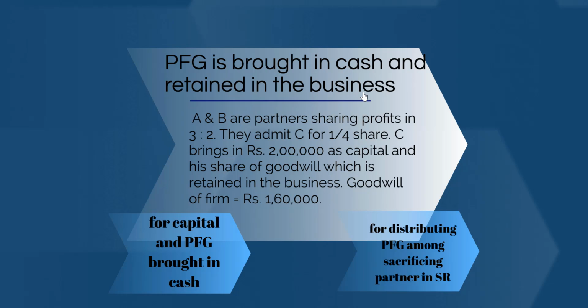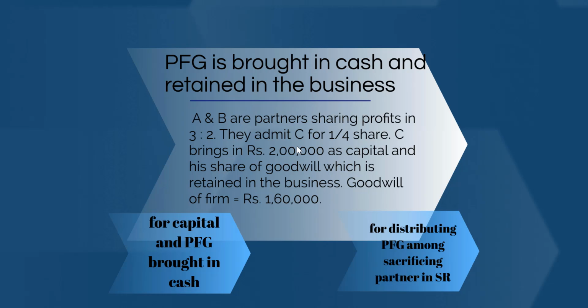So now we have here that C brings in cash rupees 2 lakh as capital and also his share of premium for goodwill. And C's share of premium for goodwill is rupees 1,60,000 multiplied by 1/4, which is rupees 40,000.